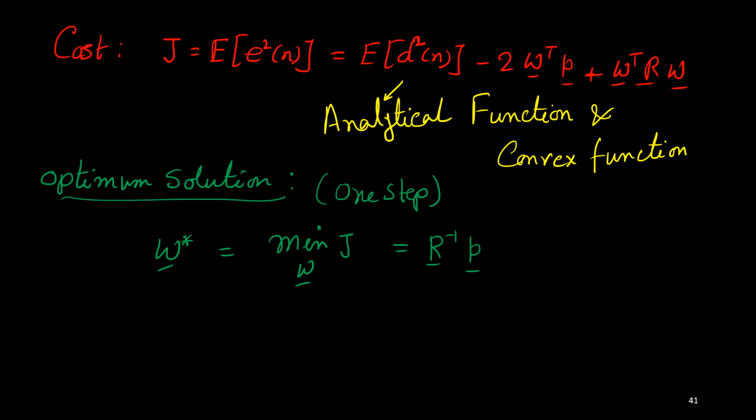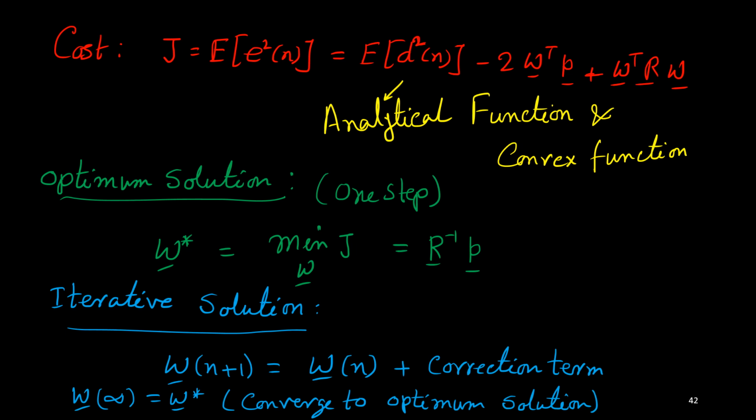It's a one-step solution, but we are looking for an iterative solution which will look like this: from my previous step Wn, I'll add one correction term and we get a new weight Wn plus 1. We are expecting that this Wn plus 1 will be closer to our optimum solution. So indeed, at infinity, W infinity will be exactly equal to W star. There is no gap. In that case it will be called an unbiased estimator.